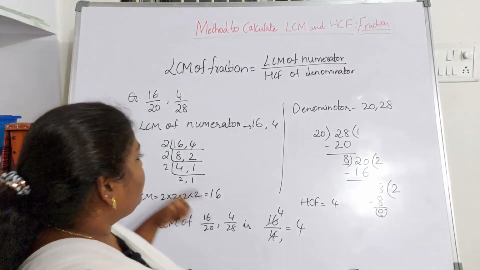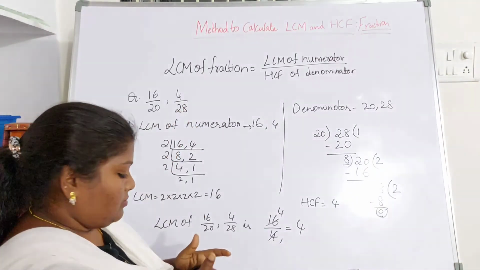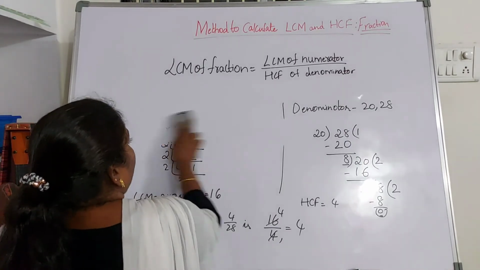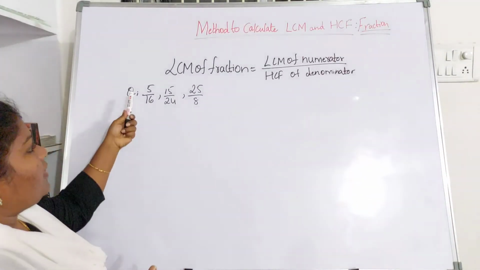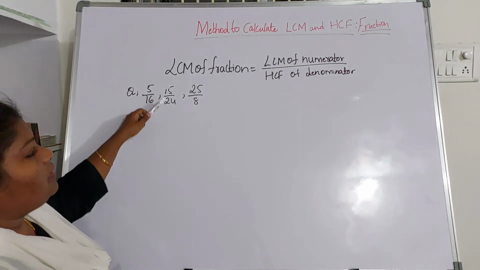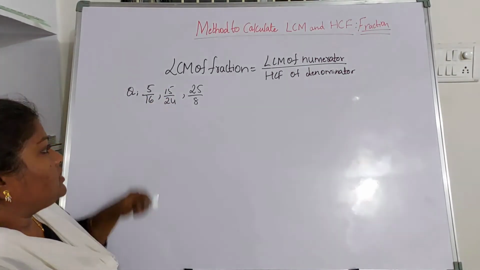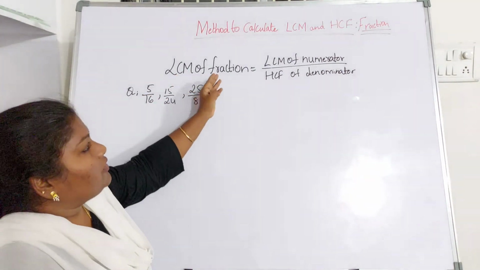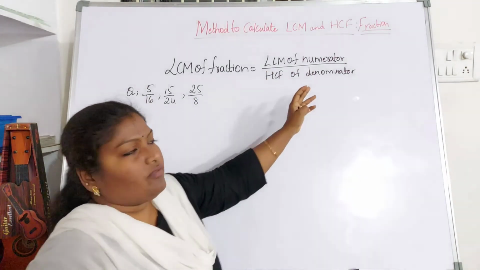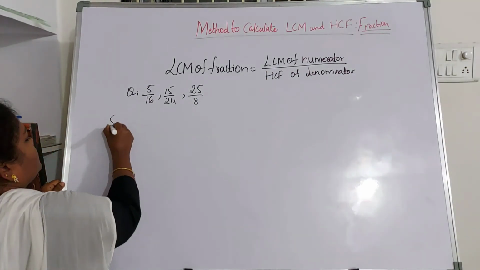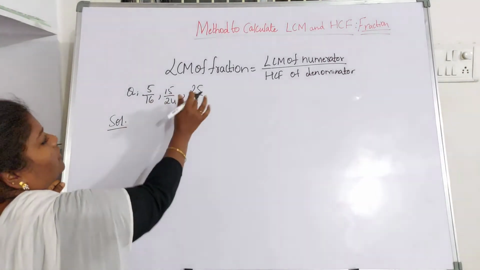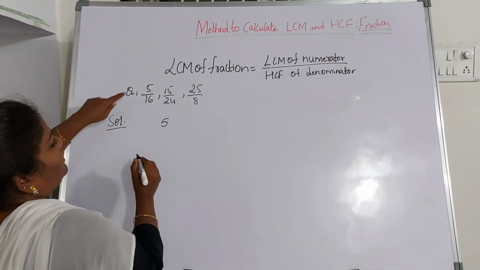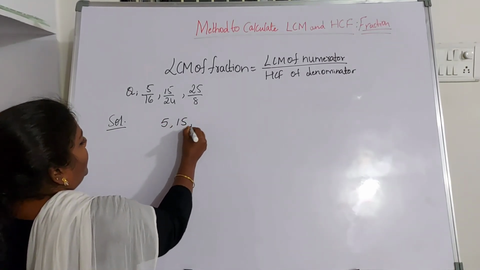Let me take one more example with 3 fractions. I have taken 3 fractions: 5 by 16, 15 by 24, and 25 by 8. Here I need to find out the LCM of these fractions. The formula is the LCM of numerator by HCF of denominator. Same process: first find the LCM of numerators, whose values are 5, 15 and 25.